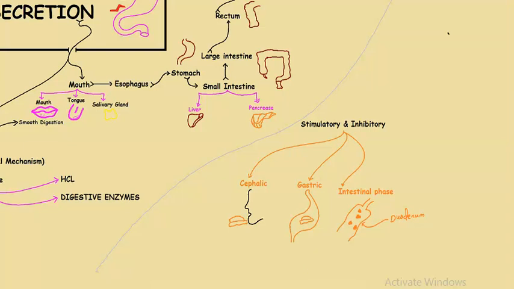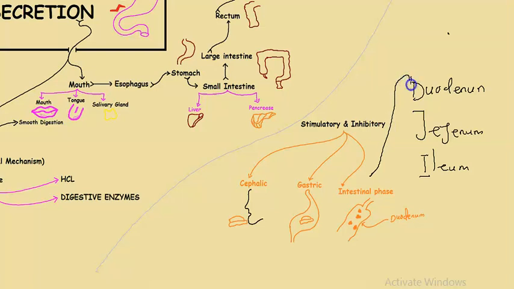And we said the small intestine basically has three different parts, which are the duodenum, jejunum, and here we have the ileum. So now we are talking about the intestinal phase, which is this. Notice that the intestinal phase happens when partially digested food moves into the duodenum.